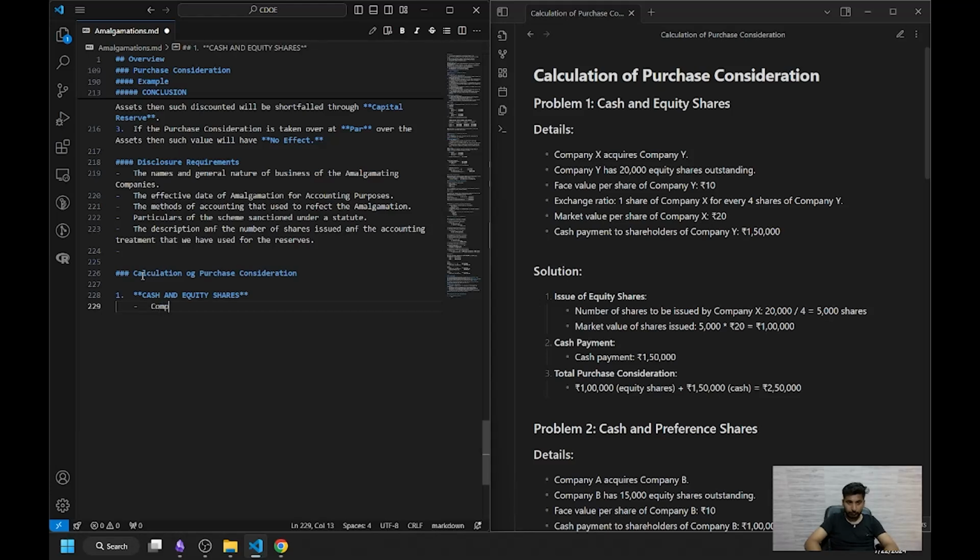Company X acquires company Y. Company Y has 20,000 equity shares which are outstanding. Face value per share of the company is rupees 10.